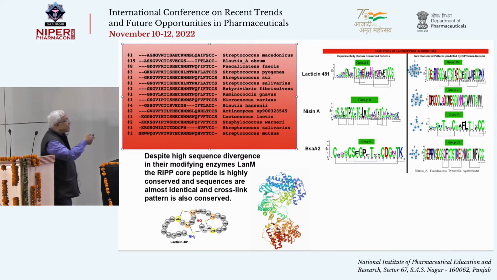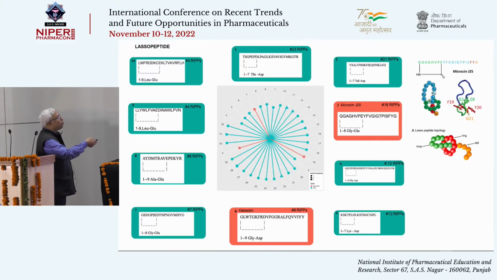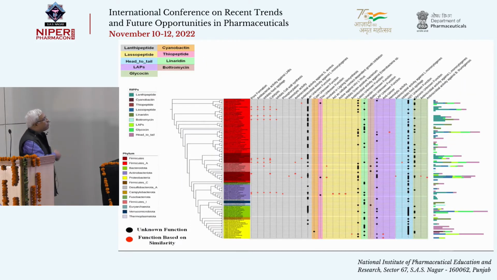Probably it has to maintain some sort of cross-linked structure and some sort of function. So with that idea, our tool RiPPMiner-Genome can run through the whole microbiome and predict these types of molecules, and wherever it maps to a known molecule, it will be able to predict the function. And the same thing we have done for lasopeptide or other classes where things have been done.